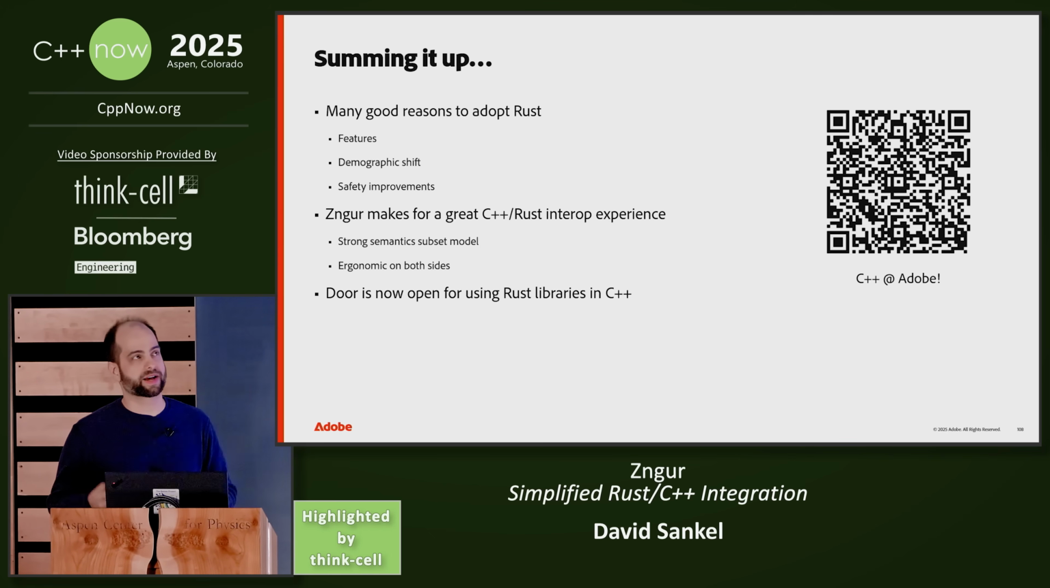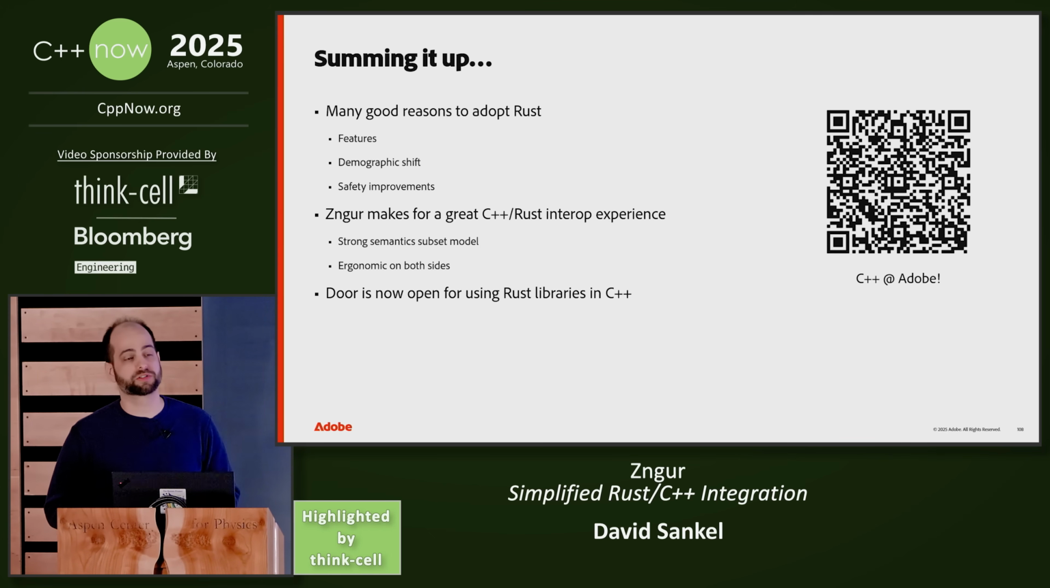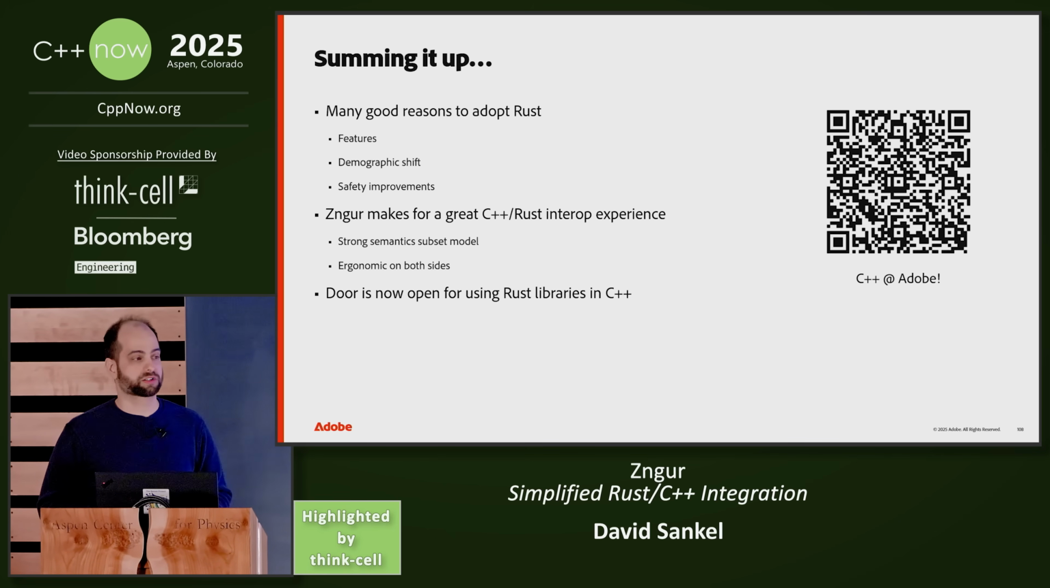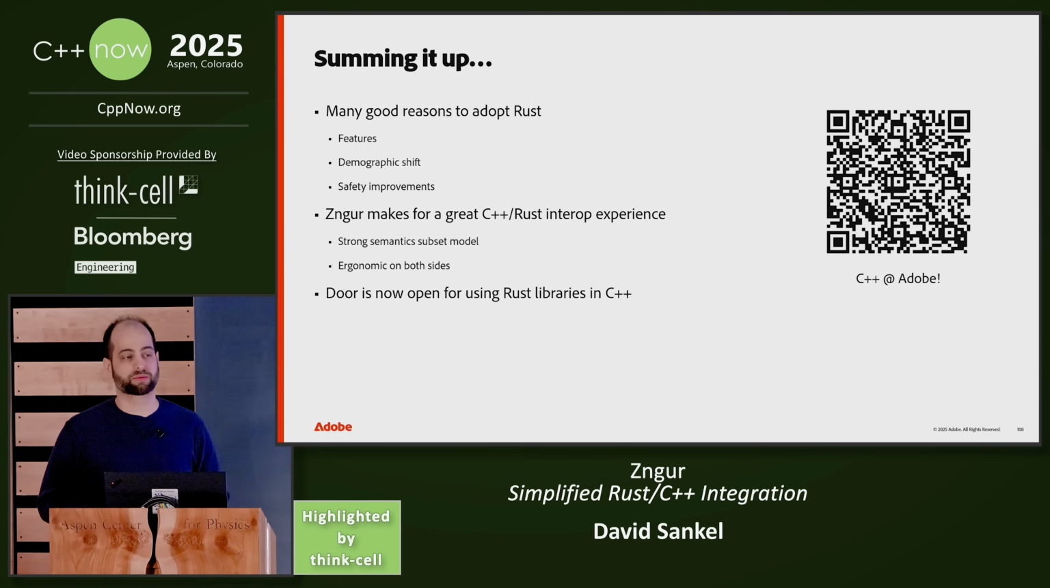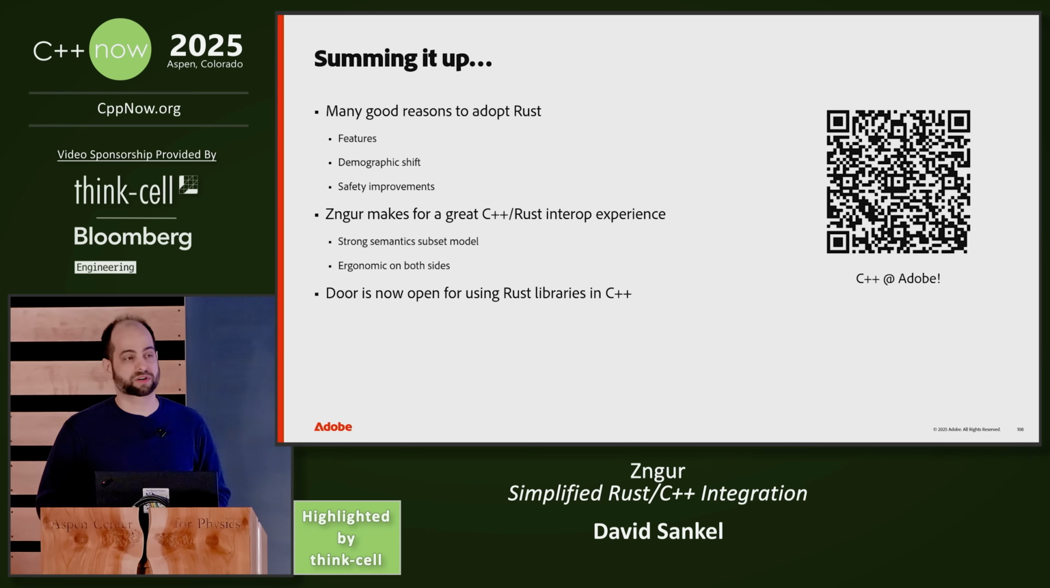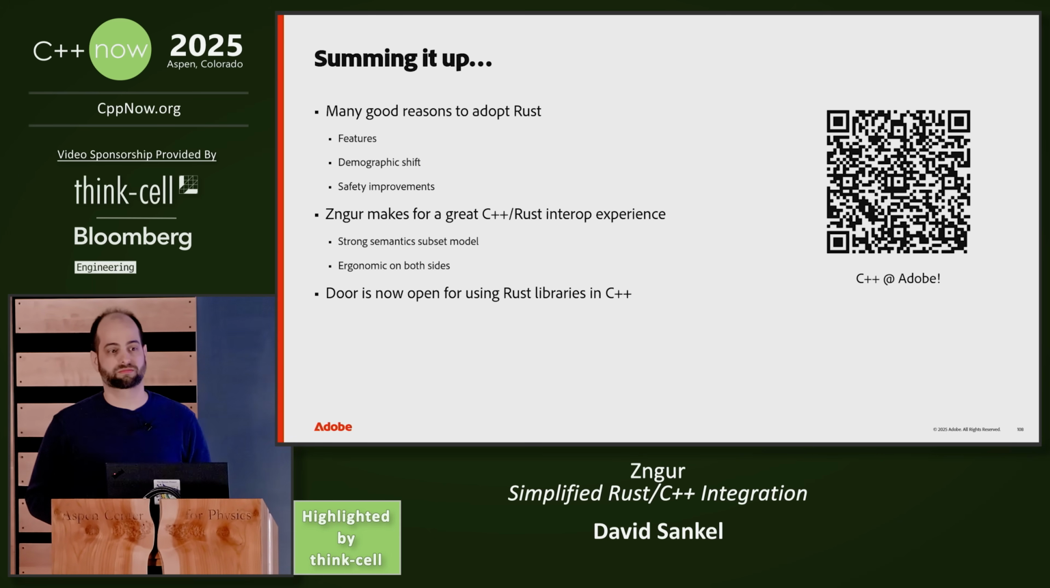I felt like it was ergonomic on both sides, actually. When you're using the C++ code from Rust, that also has a pretty good experience. And so now I feel like the door is open for using Rust libraries in C++, if that's something that works for use cases. So that concludes my presentation, and now I'll take some questions.